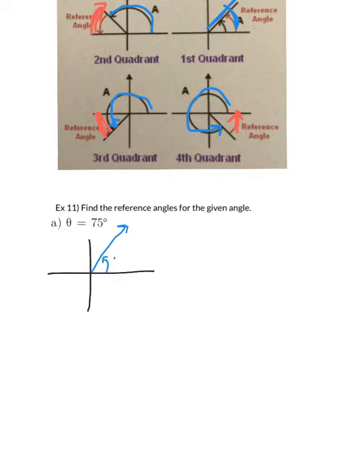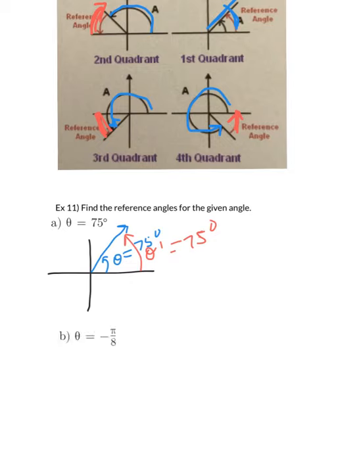So theta is 75 degrees. There's my graph. Now the thing is, if I'm in the first quadrant, then from x to that terminal side will also be my theta prime. So theta prime is also 75 degrees. So our reference angle is 75 degrees.